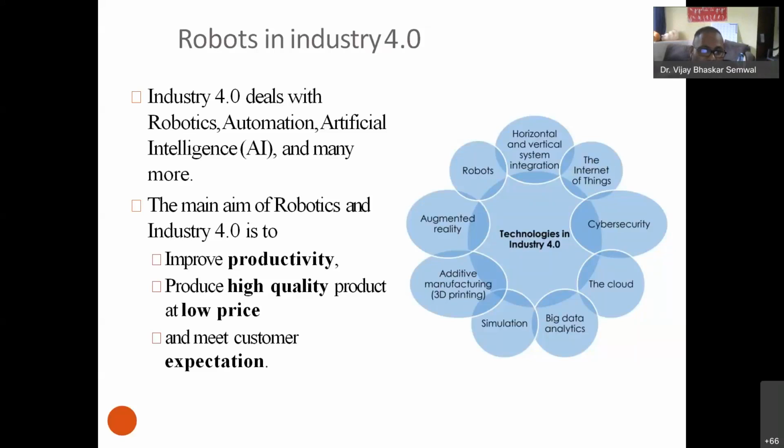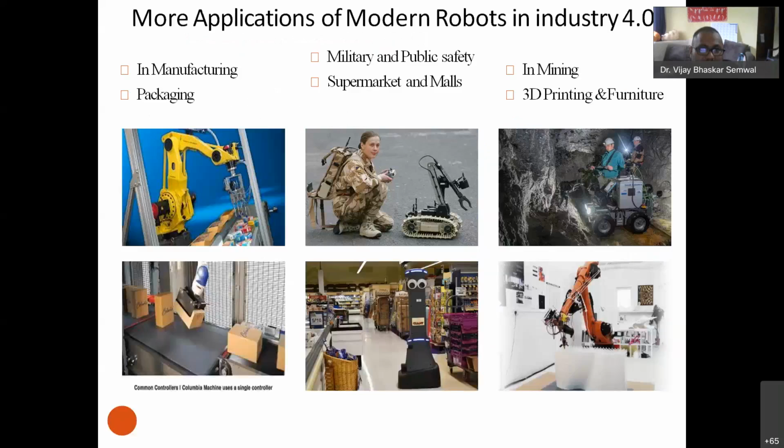So the main aim of robots and Industry 4.0 is to improve productivity, produce high quality products at low cost, try to design at the minute level, micro level, and meet customer expectations. So there are more applications of modern robots in Industry 4.0.